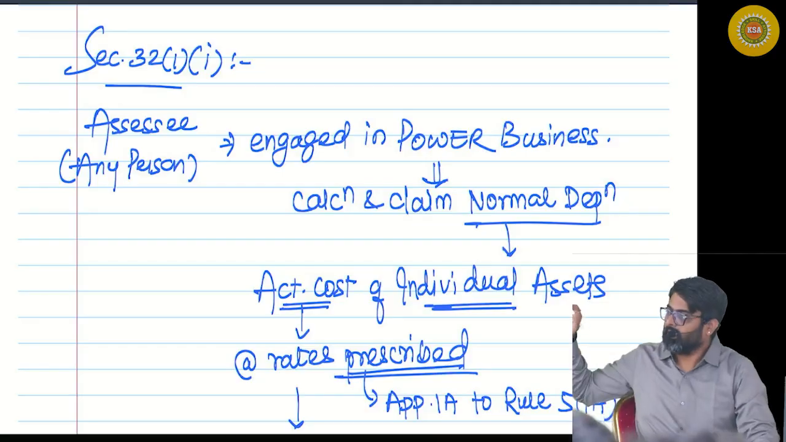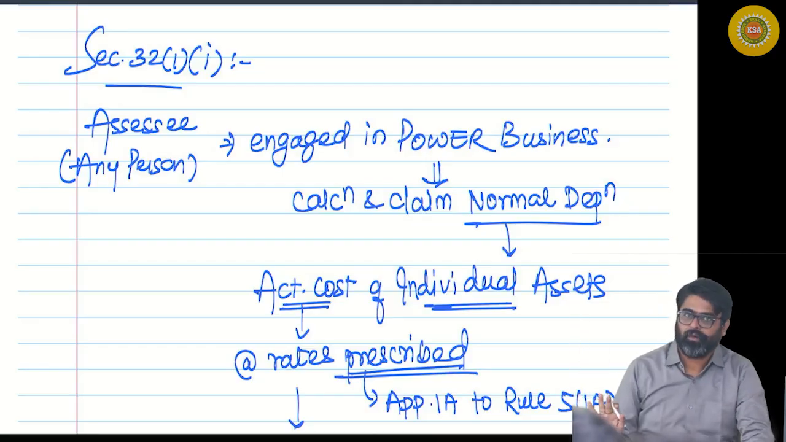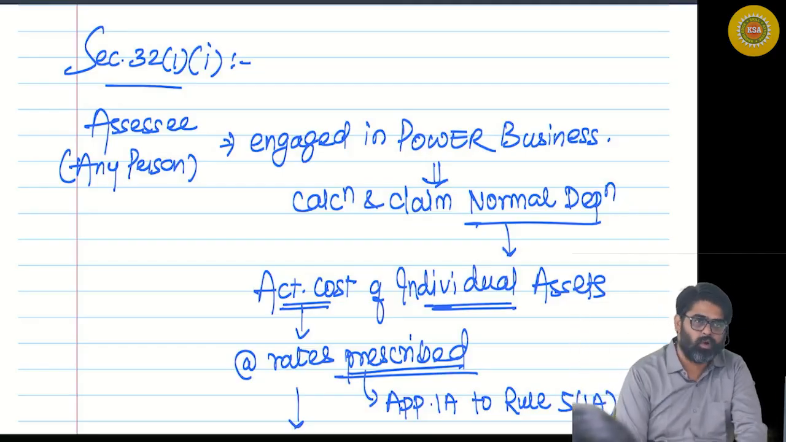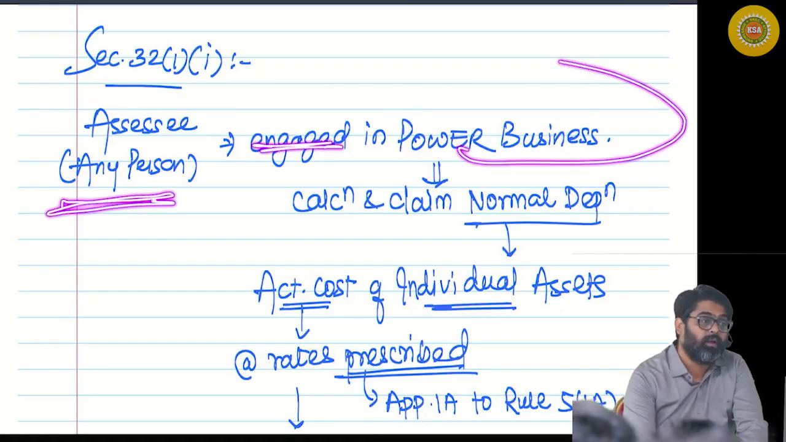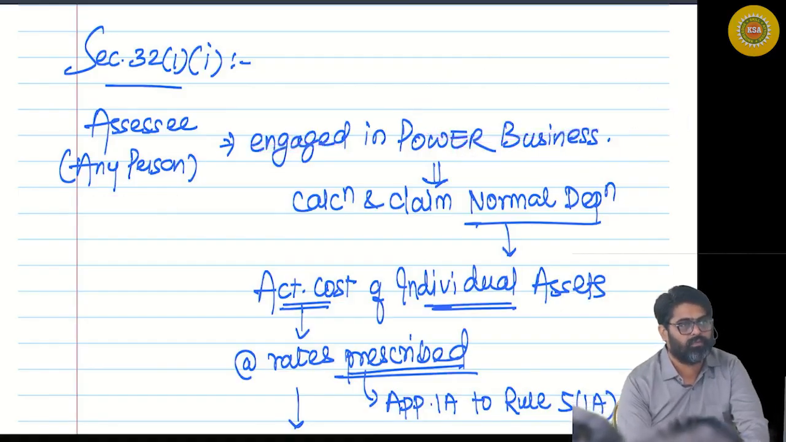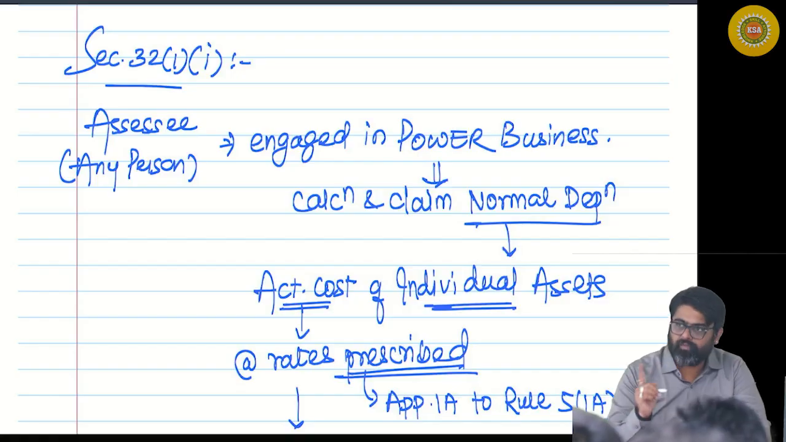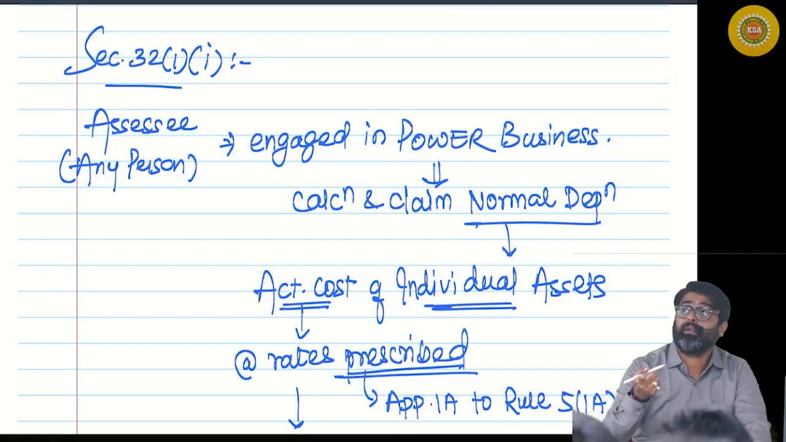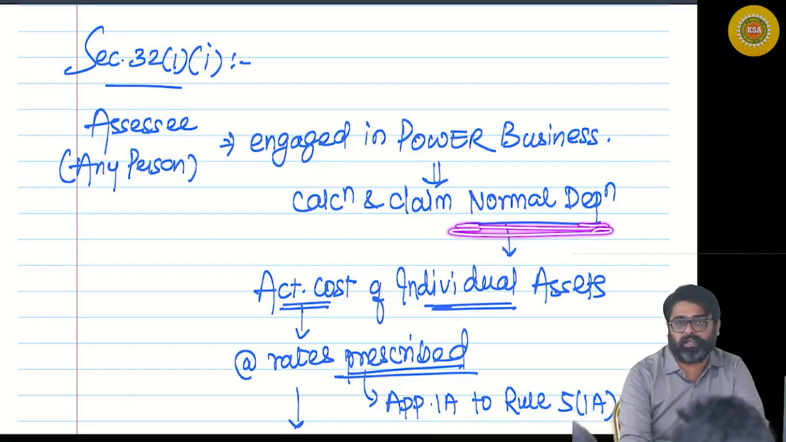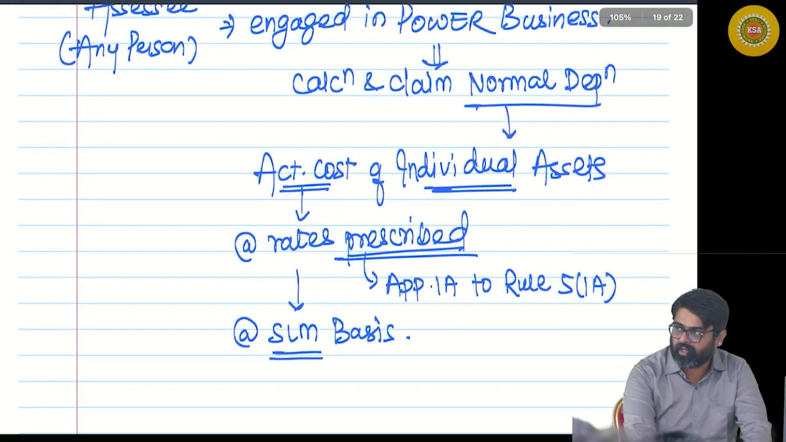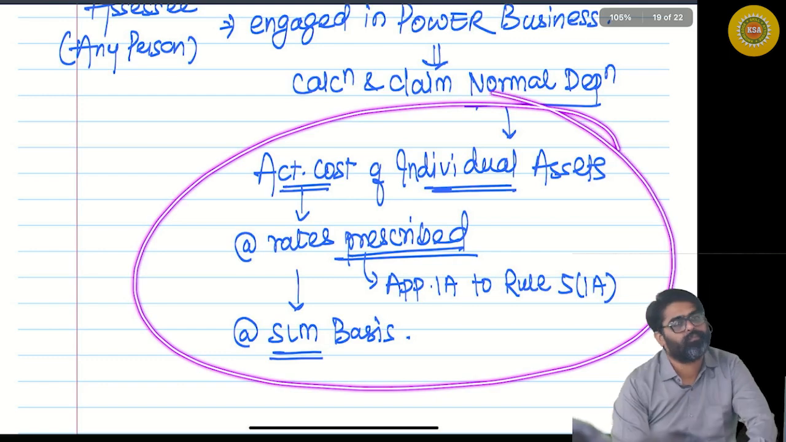Now the manner is prescribed for all the assessees? No. Only those assessees who are engaged in power business. So if you are an assessee engaged in power business, the manner of calculating and claiming your normal depreciation on your assets is given below.